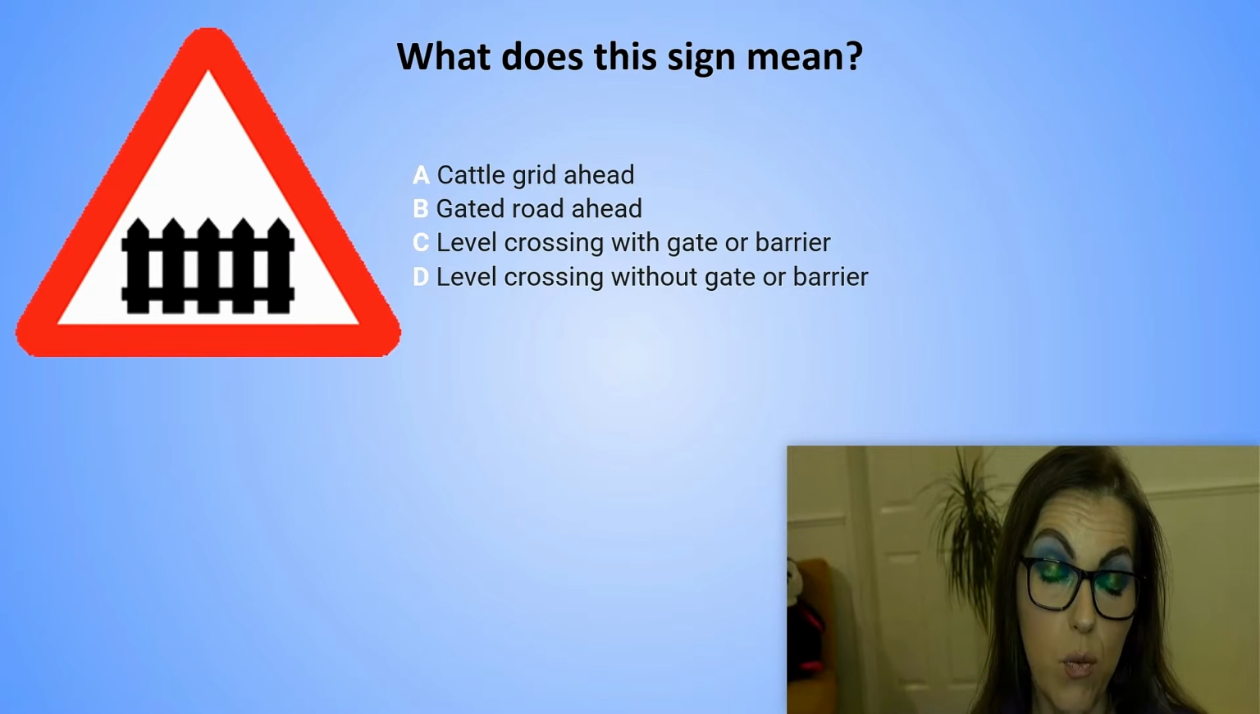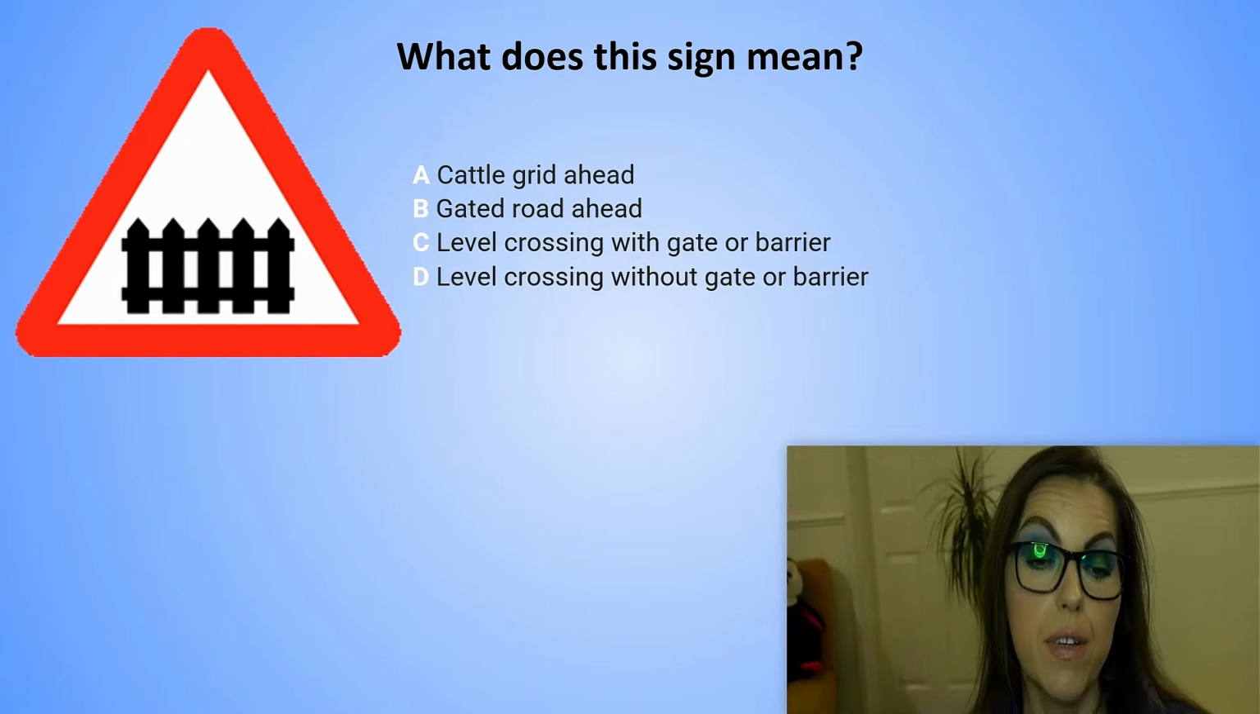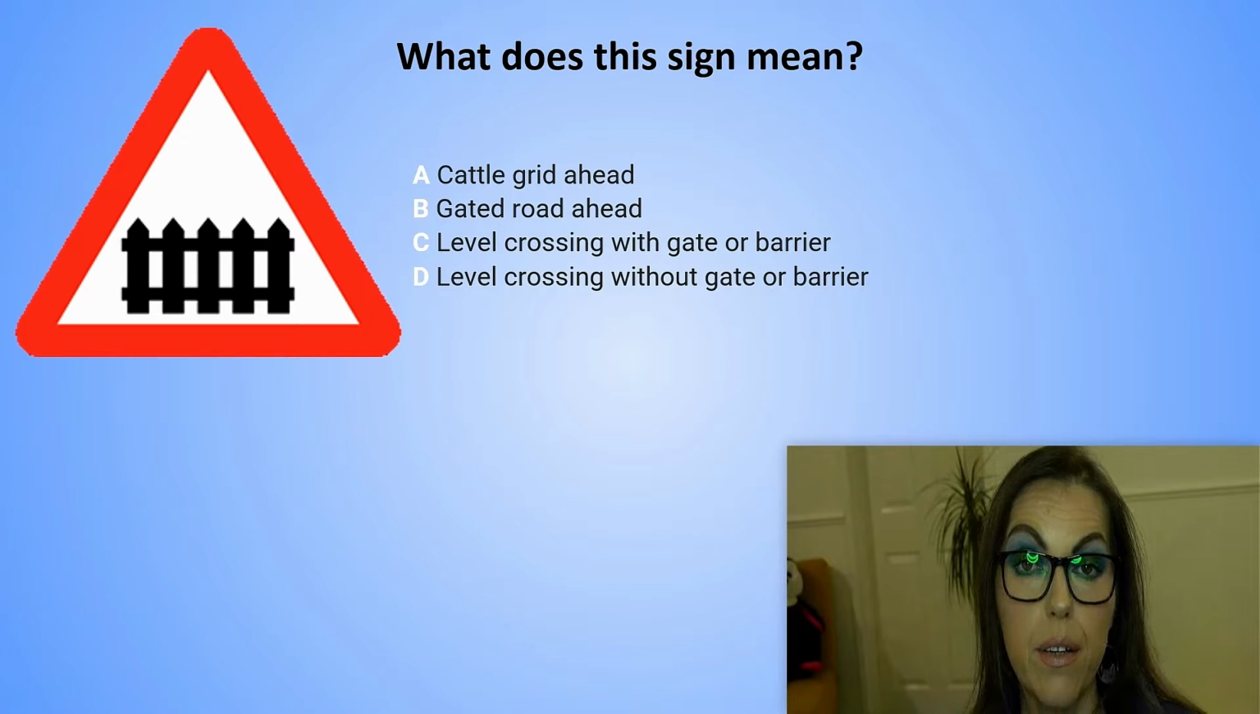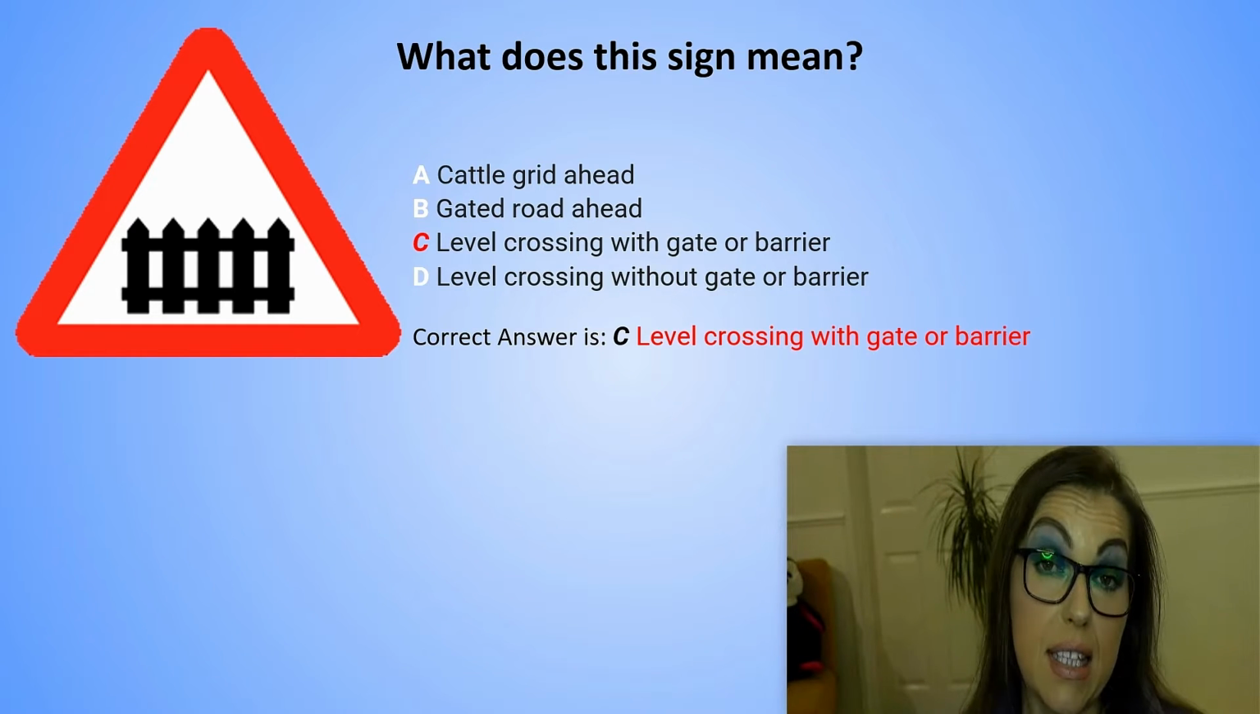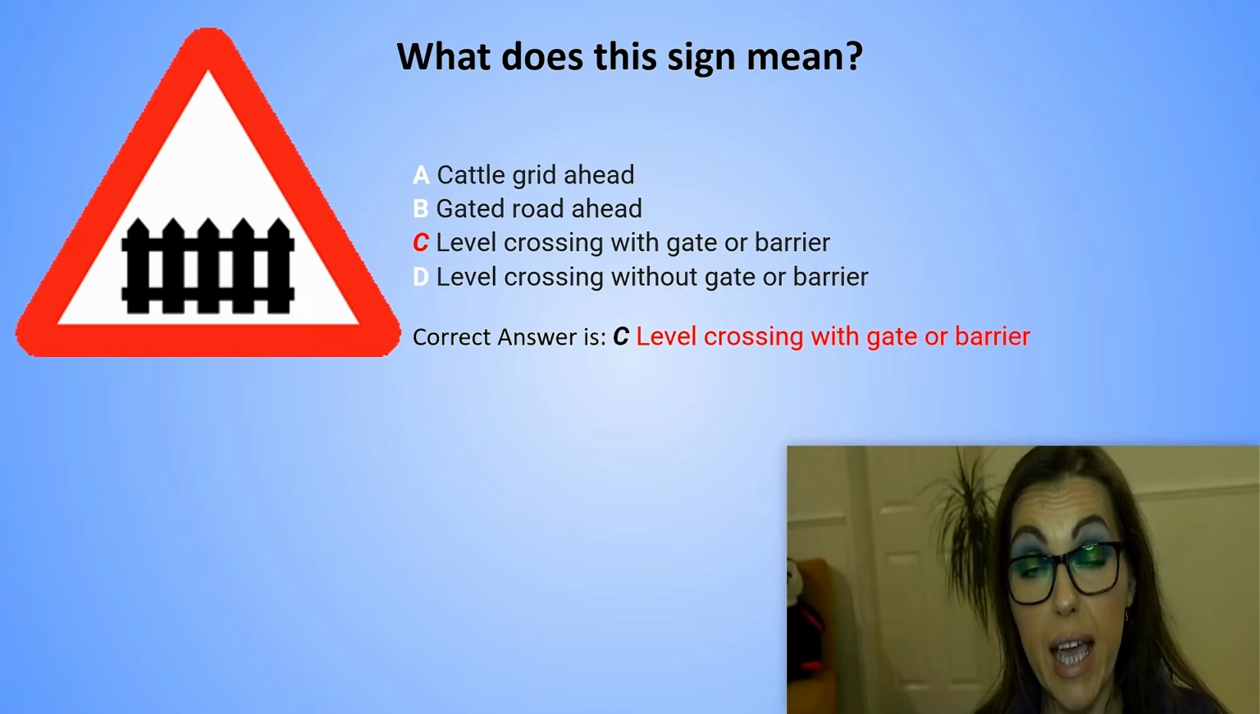Let's begin the countdown. 5, 4, 3, 2, 1. And the correct answer is C. Level crossing with gate or barrier.